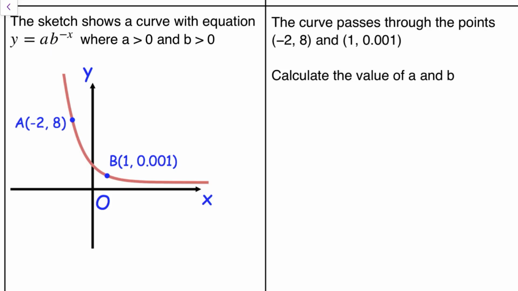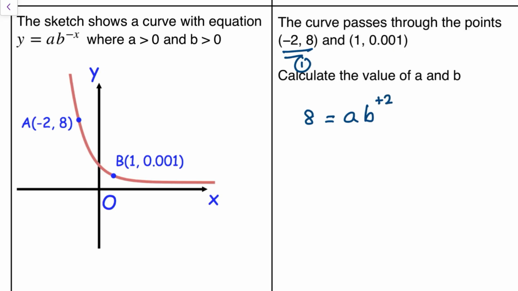And then it gives me 2 points. So it gives me the point here and it gives me the point here, which feels very much like I can just put these points into the equation and solve a simultaneous equation. So using the first point, that tells me that 8 is equal to a times b, don't know a, don't know b, to the minus 2, which is plus 2.